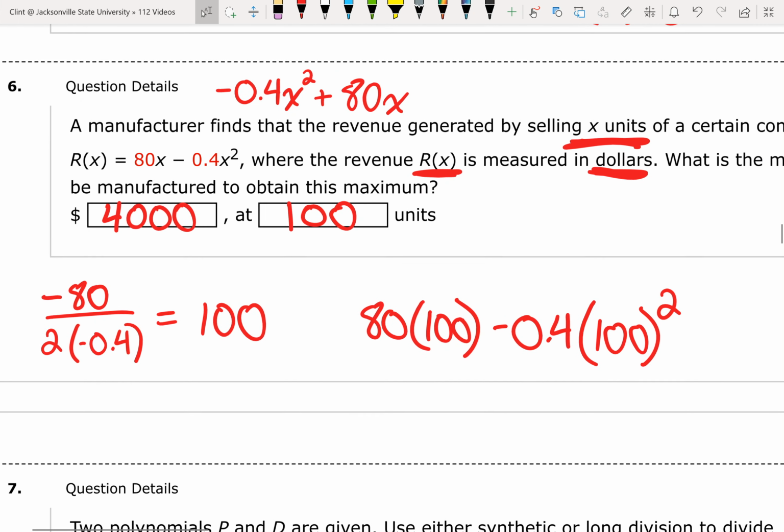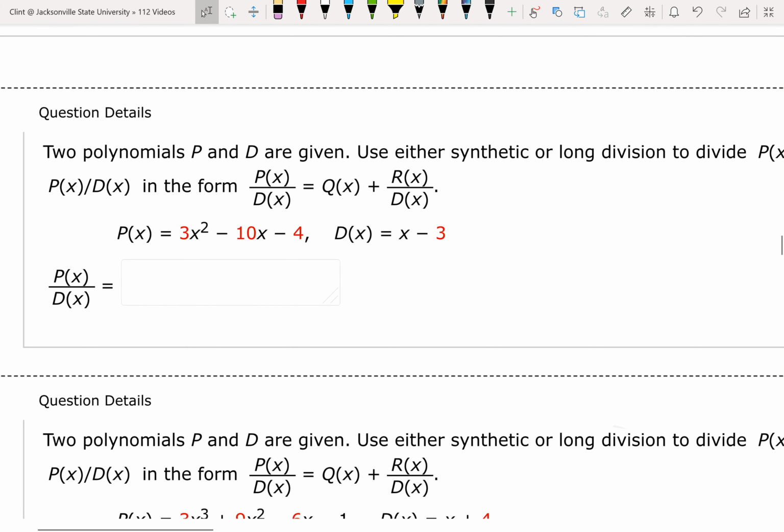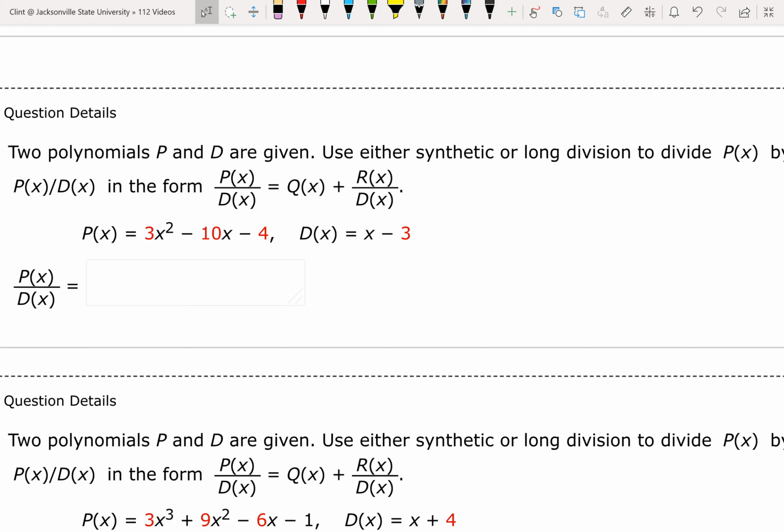Number 7. Got some polynomial division to do here. And I will make sure that I give you ones that you can do either synthetic or long division. I won't force you into one method. You can do either way. So here, I'm dividing by x minus 3. I'm going to do synthetic. And then I would put a positive 3 out here.